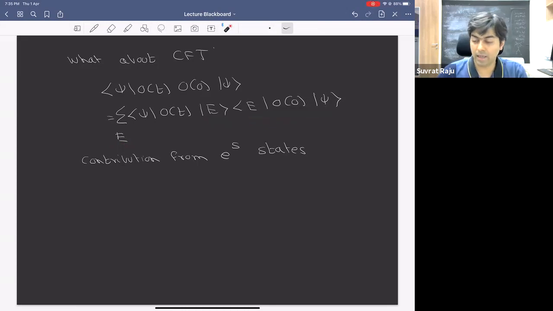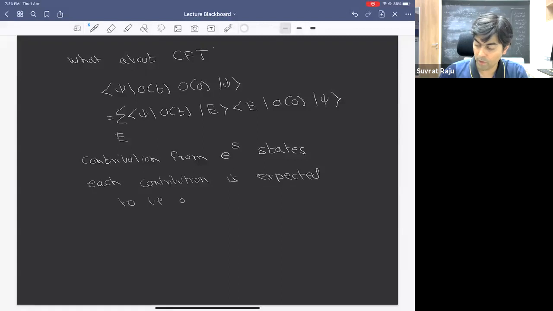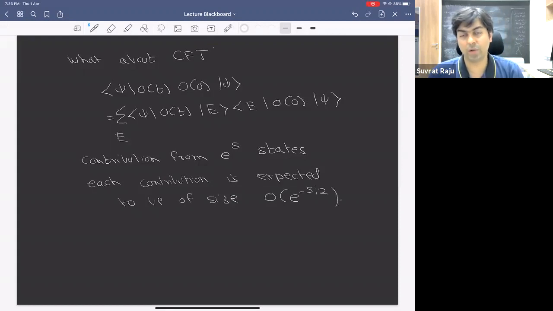Okay? And each of these contributions is expected to be of size e to the minus s. Sorry, to be of size e to the minus s by 2. So in doing this, we invoked, earlier there was a discussion of the eigenstate thermalization hypothesis. If you were to invoke the eigenstate thermalization hypothesis, that's what it would tell you. But really, it's something which is pretty simple to understand.